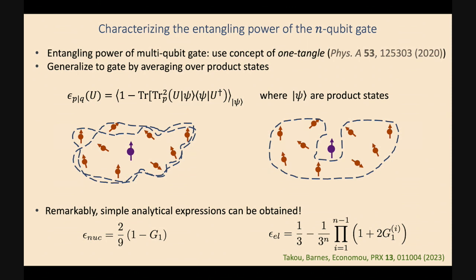So you can formalize this through something called one-tangle, where you're looking at your system, tracing out one of the qubits, and then you can average over different product states to get a sense of the entangling power of the gate itself and not just a state. So you can generalize the sense of one-tangle for your gate, which is the U, the evolution we're looking for. And then you can start asking this question by selecting out a particular nuclear spin.